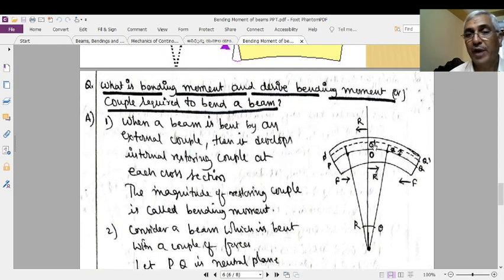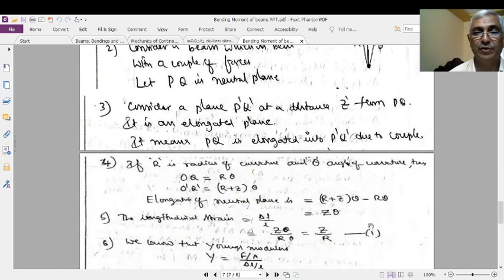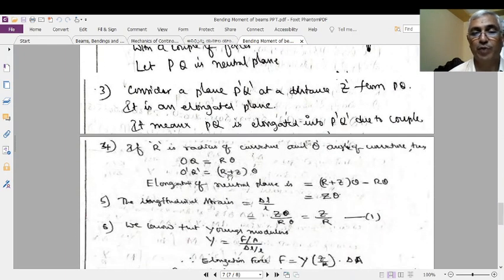O prime Q prime is after bending. It is R plus Z into theta. Therefore, O prime Q prime is equal to (R plus Z) theta.